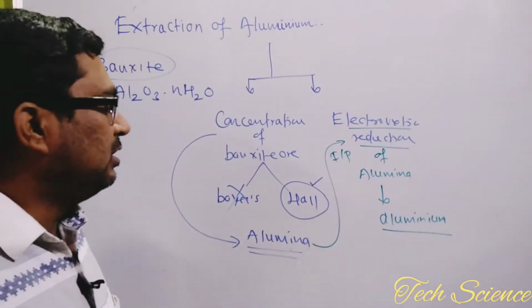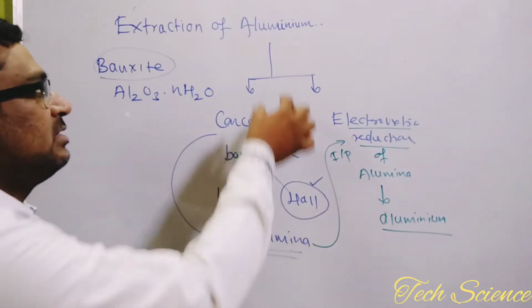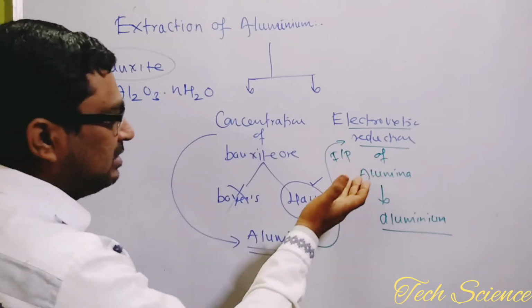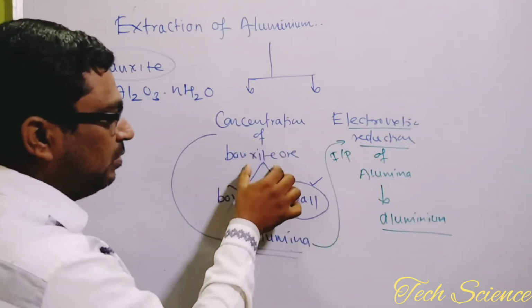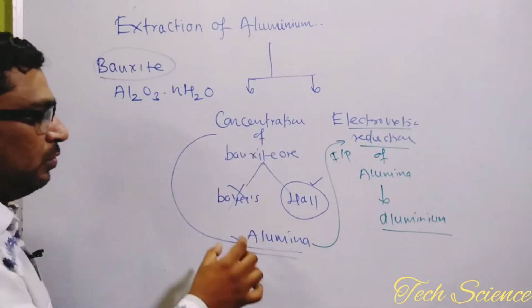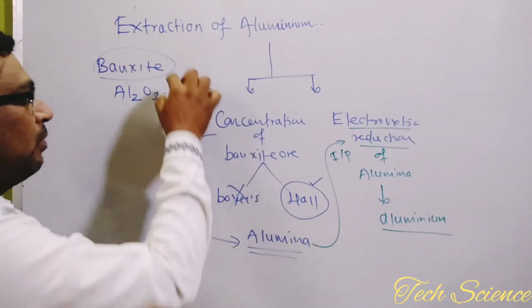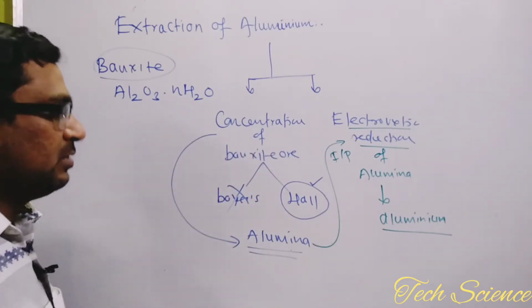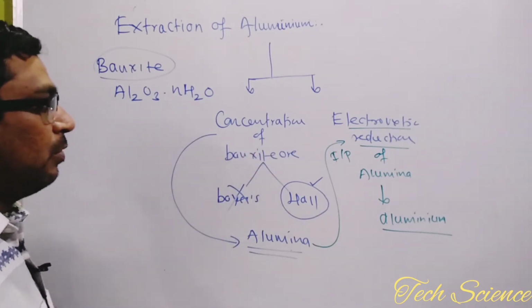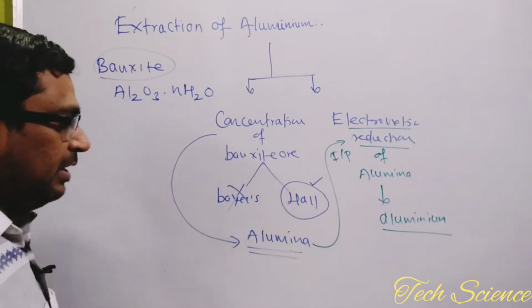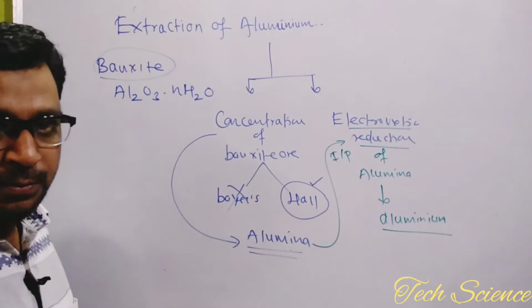So this is the chart showing how extraction of aluminium is done. It is done in two different steps, or we can say two processes. The first is called concentration of bauxite ore, the second is called electrolytic reduction. In the concentration of bauxite ore, what is the aim? From the bauxite ore we get alumina in this first stage. It can be done using either the Bayer's or the Hall's process. I already uploaded the Bayer's process video the day before yesterday.